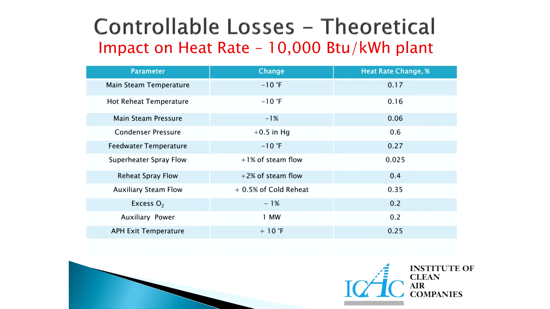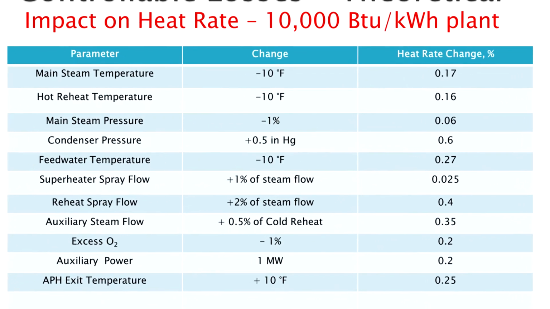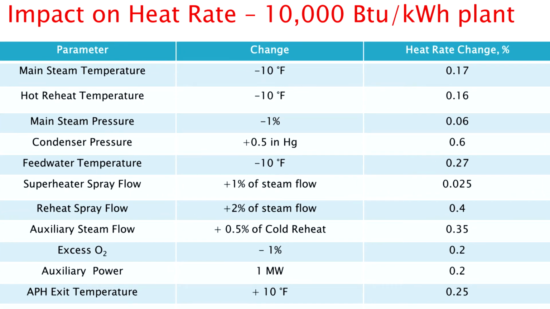So the main steam temperature, that's the first temperature, the superheated steam that goes into the high pressure side of the turbine, or the high pressure turbine. If this main steam temperature is 10 degrees lower than what it was designed, you would lose approximately 0.17% of that 10,000 BTUs. The reheat temperature, that's the reheat steam that goes into the lower pressure steam turbine, 0.16%.